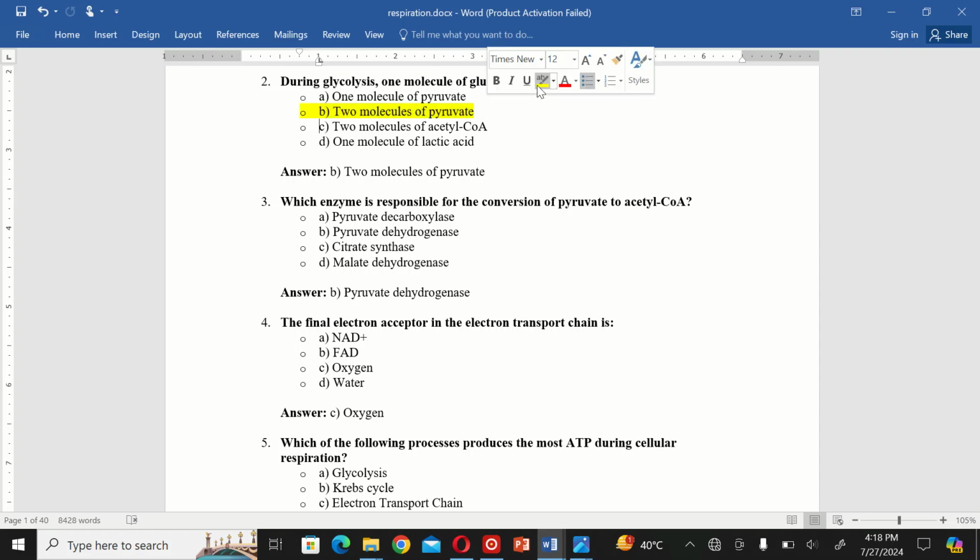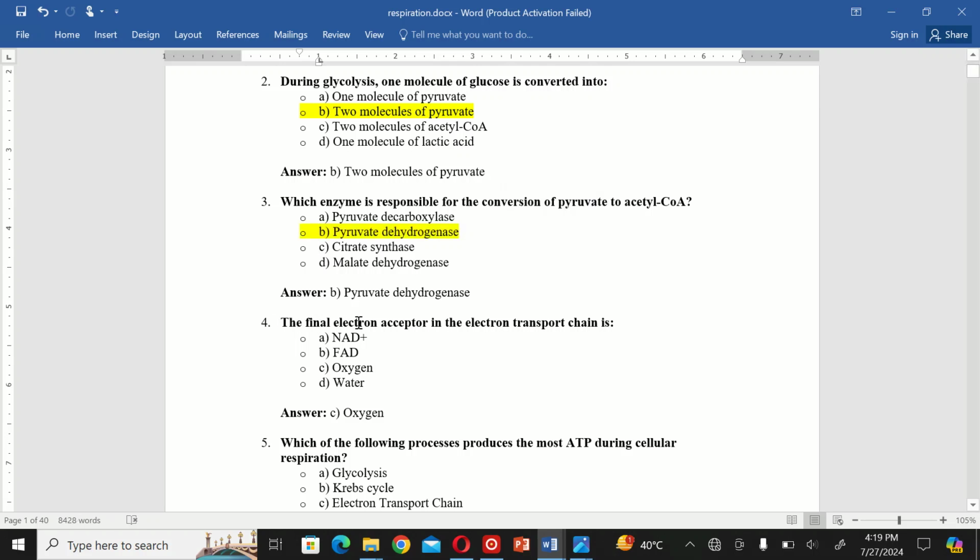The next MCQ is: which enzyme is responsible for the conversion of pyruvate to acetyl coenzyme A? A. Pyruvate decarboxylase. B. Pyruvate dehydrogenase. C. Citrate synthase, and D. Malate dehydrogenase. So the correct option is B.